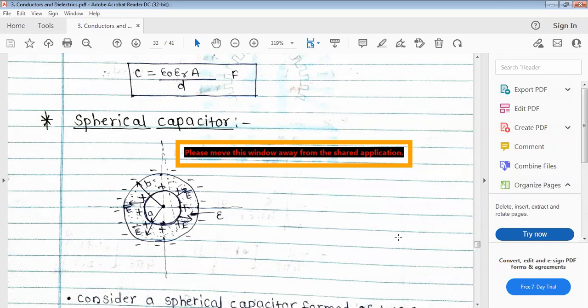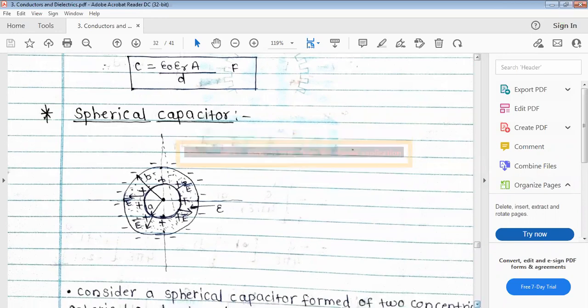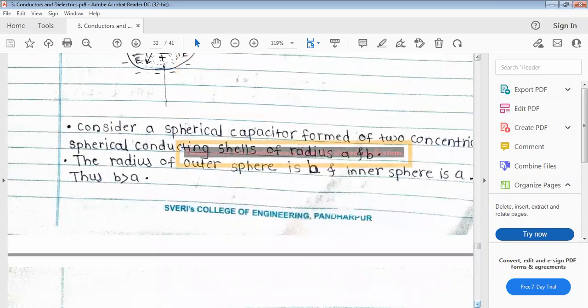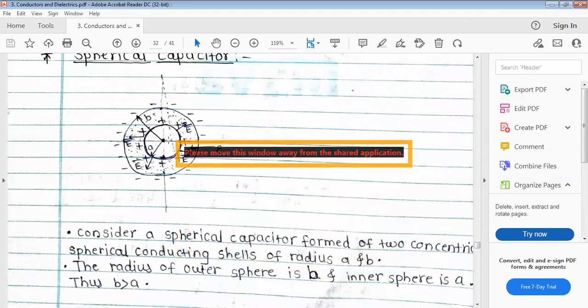Remember, in a magnetic circuit there is a permeability, that is mu, and in an electric field there is a permittivity, which is epsilon. So remember that difference. Now just concentrate on and remember this figure.